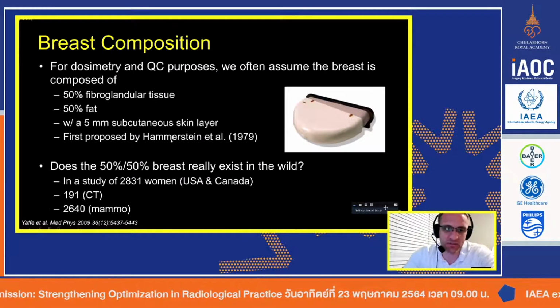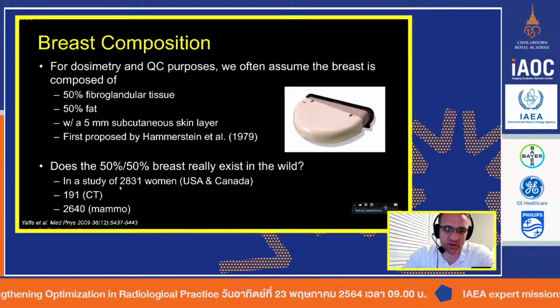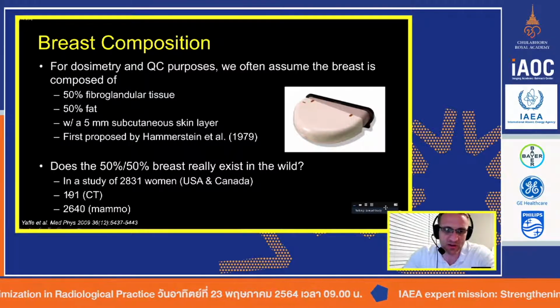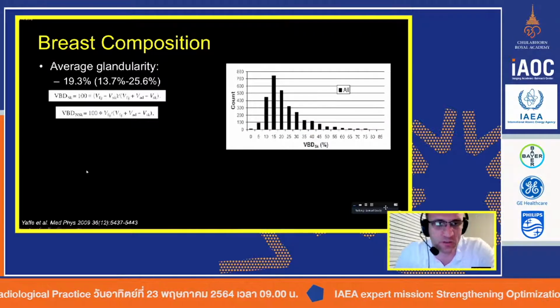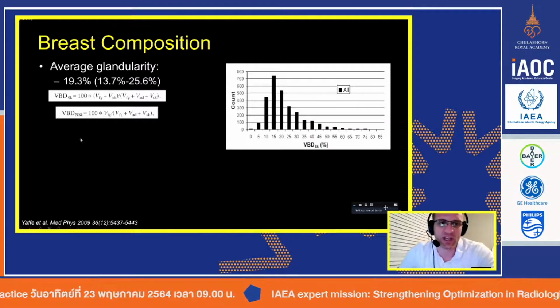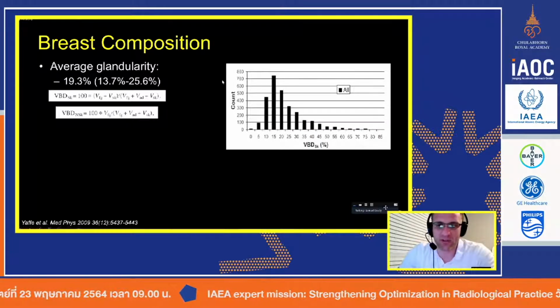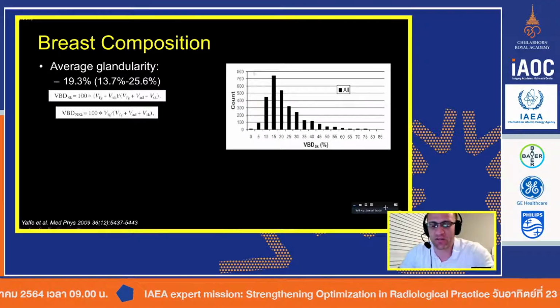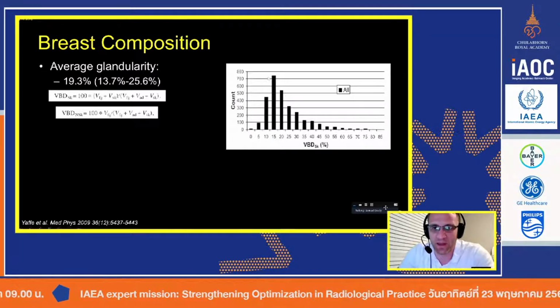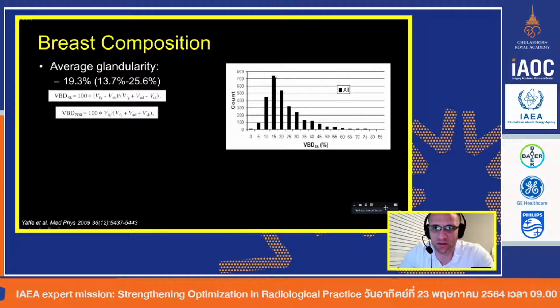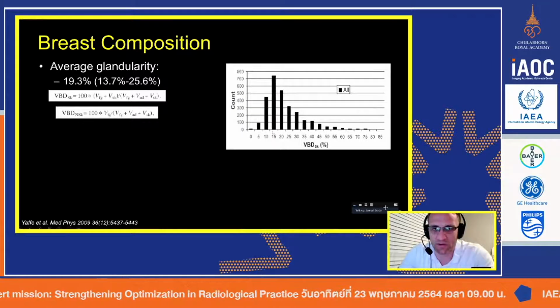All right, I'm sorry, I misspoke here. Total of 2,831, 2,640 mammos, just shy of 200 CTs of the breast. So once again, they looked at what was the average glandularity. If you just look at the histogram here, the mode is going to be right on 15.